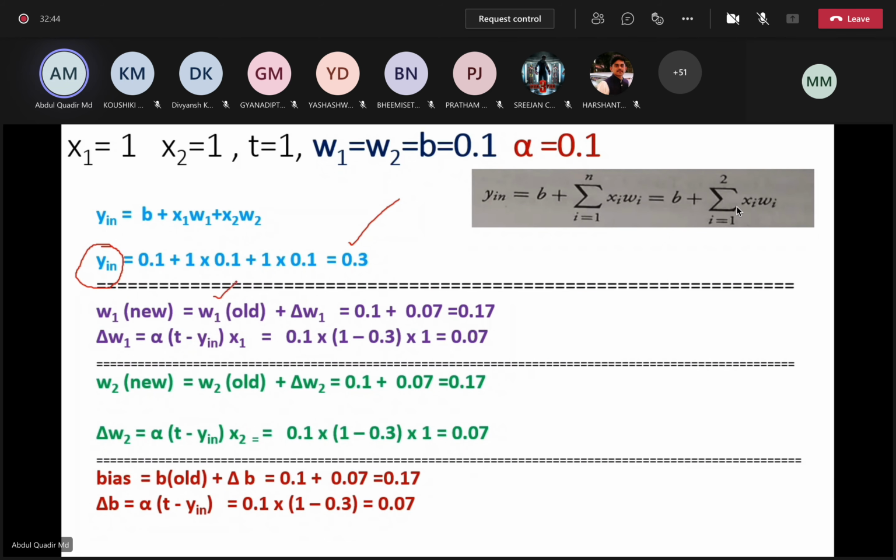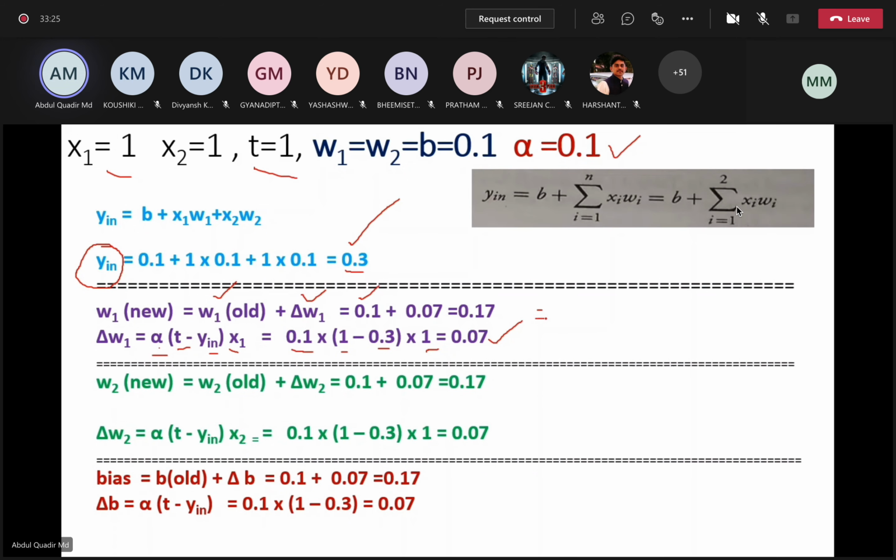Yesterday what we did: W1 old is 0.1, plus delta W1. Delta W1 is alpha, which is given as 0.1, into target, which is 1, minus Y in, which is 0.3, into X1, which is 1. That gives us 0.07.